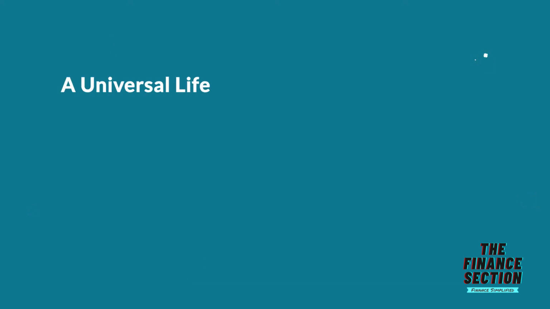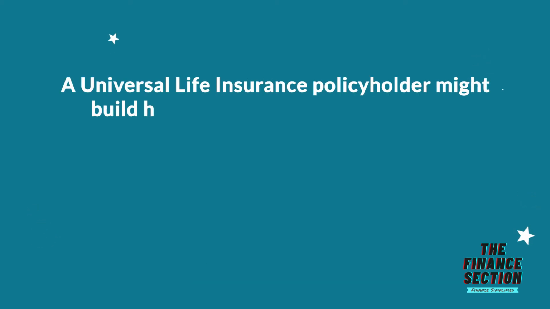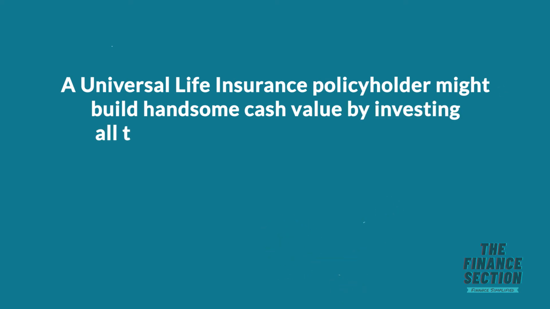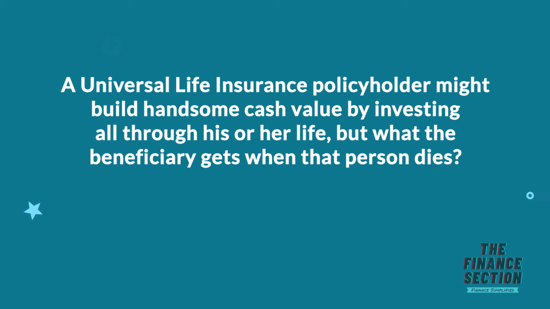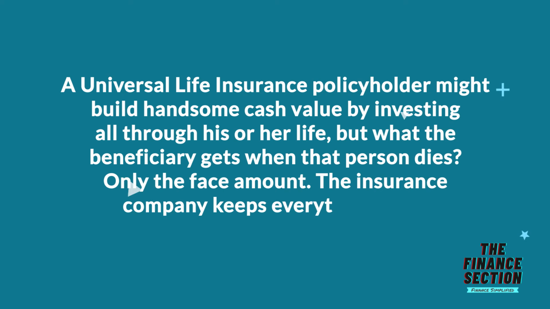A universal life insurance policyholder might build a handsome cash value by investing all through his or her life, but what does the beneficiary get when the person dies? Only the face amount. The insurance company keeps everything extra.